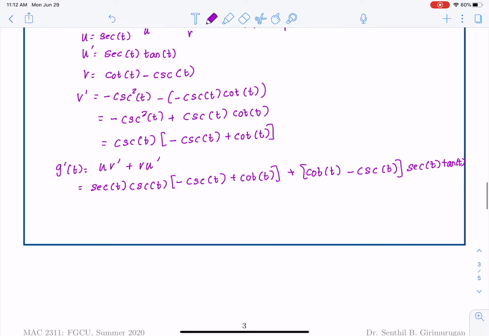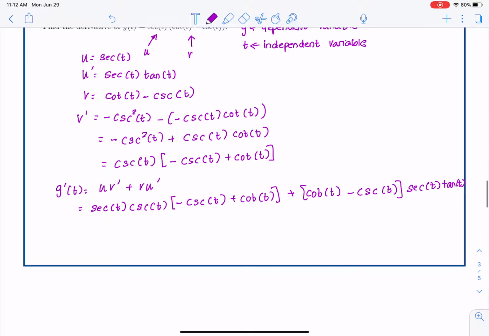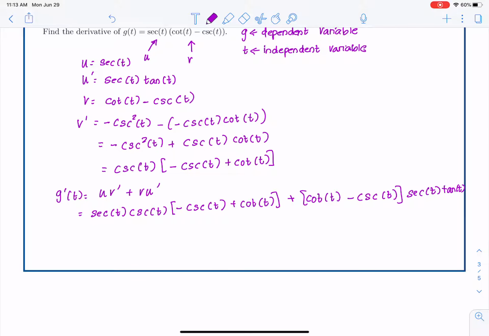So u is, did I make a mistake? I think I did. u is simply secant t. I'm sorry. And v prime is, never mind. I just skipped a step. So secant t times cosecant t. So I was right at the beginning.